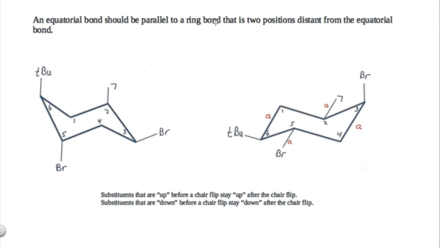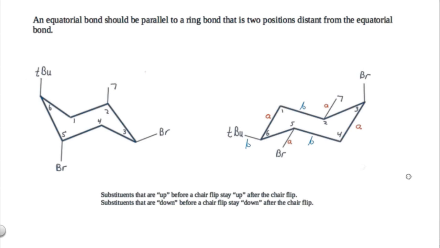And of course, you could apply this rule as well to this equatorial bond. This equatorial bond, which I've labeled as B, is 2 positions distant from this equatorial bond. So I also labeled this bond as B, and this equatorial bond is 2 positions distant from this equatorial bond, which I also labeled as B. So again, all those bonds labeled as B should be parallel to each other. This bond should be parallel to this one, and they should both be parallel to this equatorial bond. And again, I tried to draw them all approximately parallel to each other.